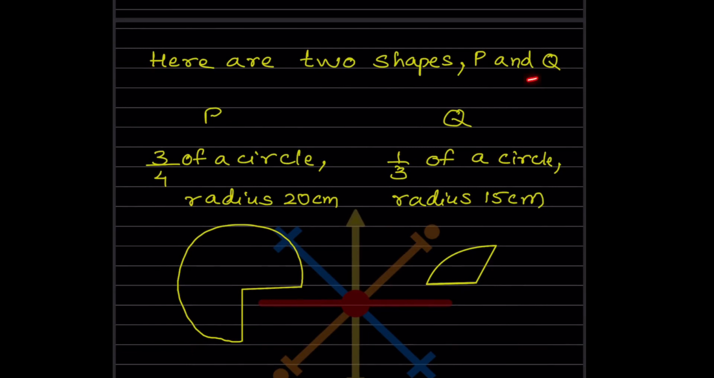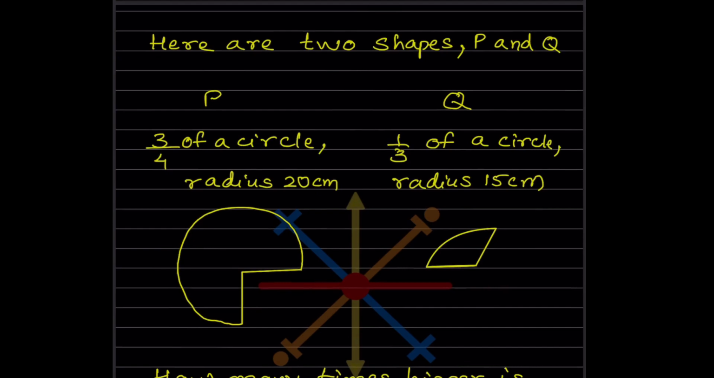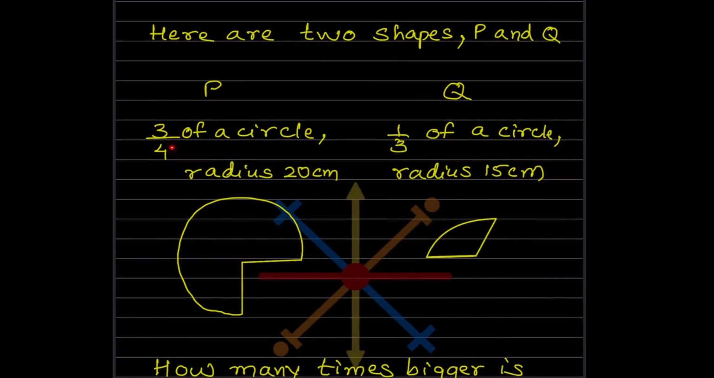So here are two shapes, P and Q. This one is 3/4 of a circle and the radius is given as 20. And this Q shape is 1/3 of a circle and the radius is given as 15. So now let us see P first.